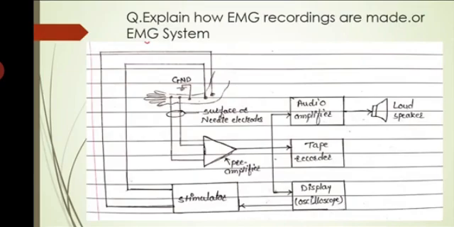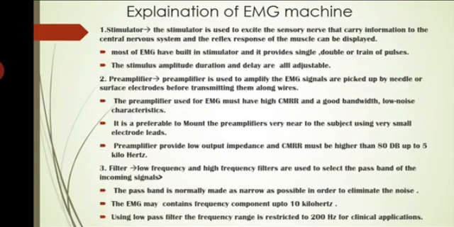Now we will see the EMG recording system. This is the block diagram. The main blocks are the stimulator, preamplifier, audio amplifier, tape recorder and displays. These are the output devices. First we will see the stimulator.